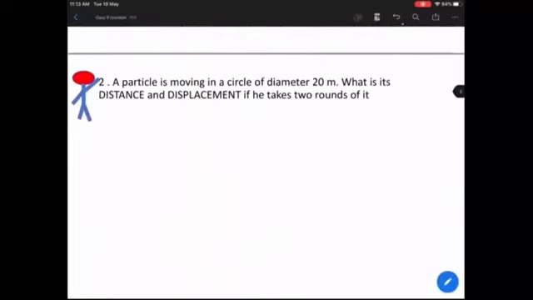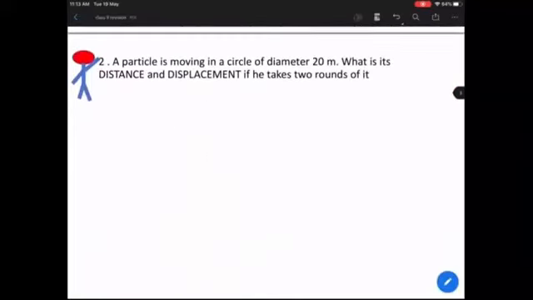I'm just showing you the next question so that you read the next question. I'll give you 30 seconds. Okay, so what do you understand after reading the second question? A particle is moving in a circle of 20 centimeters. And what he's asking, what is the distance and displacement here?